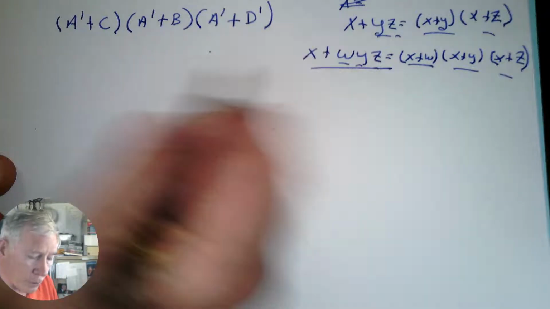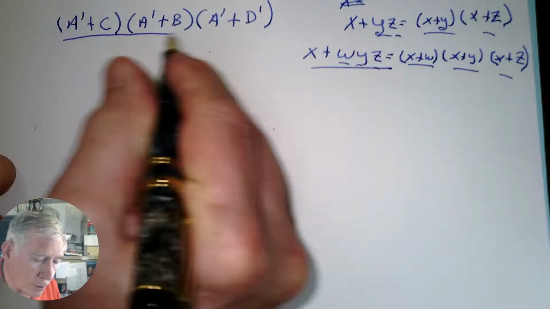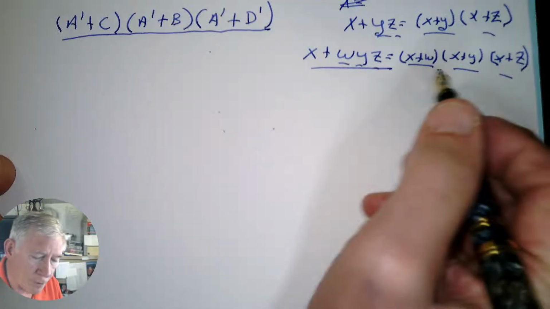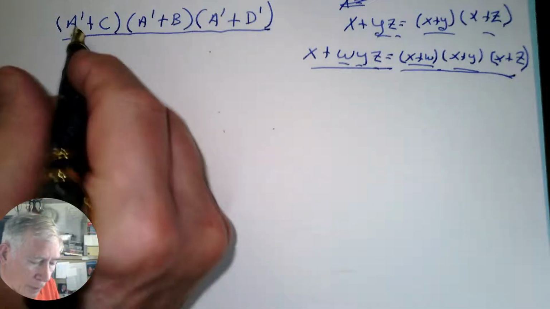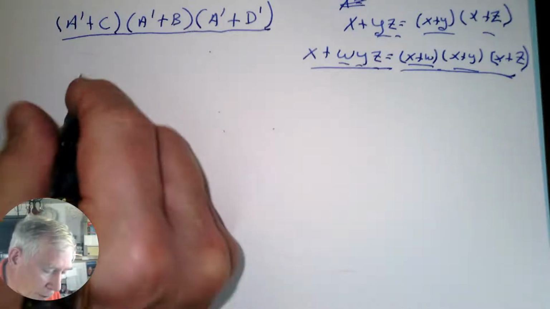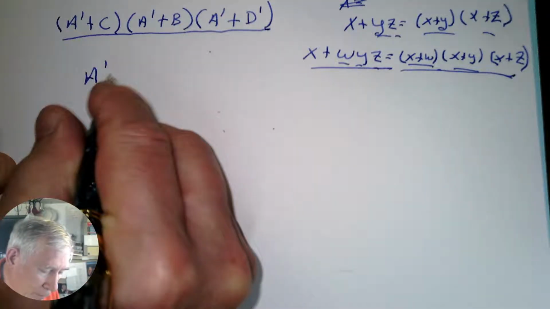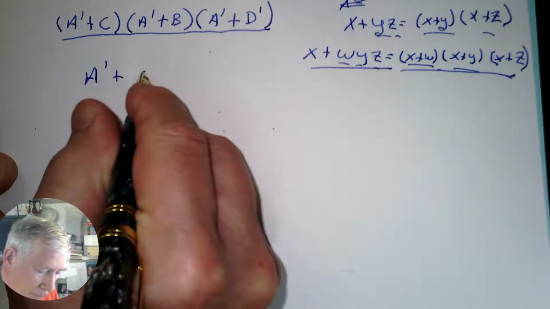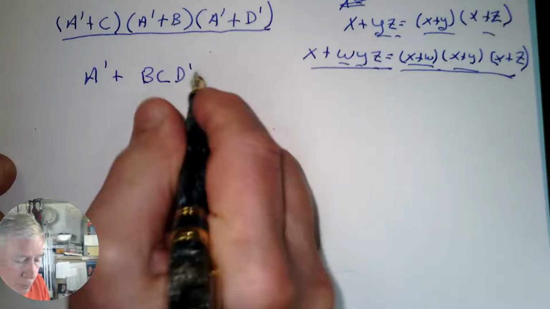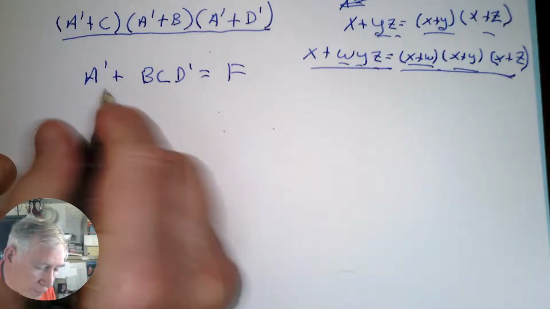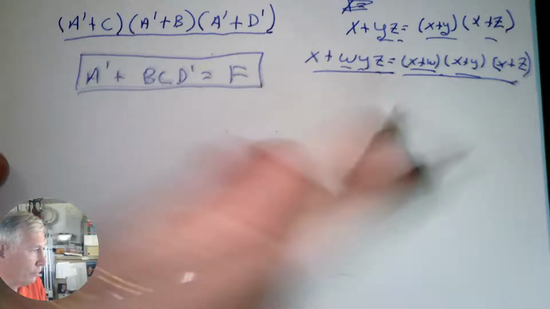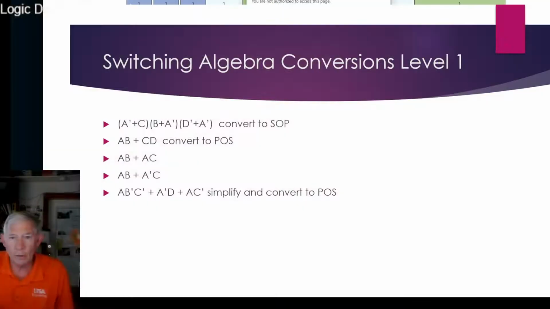Well, let's look at this. Do you see anything that looks like this over here, this side? Yeah, obviously you have a prime plus c, a prime plus b, a prime plus d prime. So why can't we just write a prime plus b, c, d prime equals f? And in fact, we can. So that's the answer to the first one. All right, let's look at the next one.